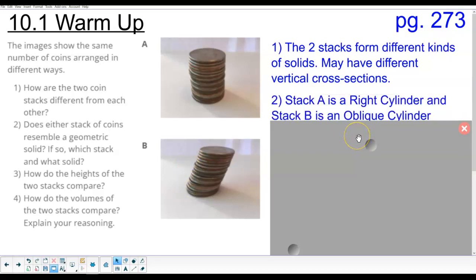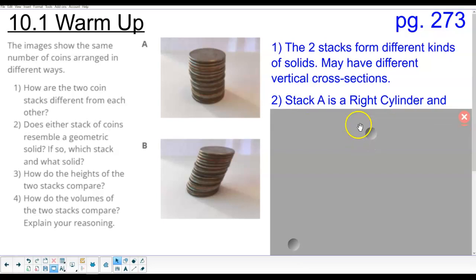Number two, does either stack of coins resemble a geometric solid? If so, which stack and what solid? Well, stack A is what we call a right cylinder because the base on the bottom, which is congruent to the base up top, is directly stacked right above it. It is a direct translation, vertically or perpendicular.